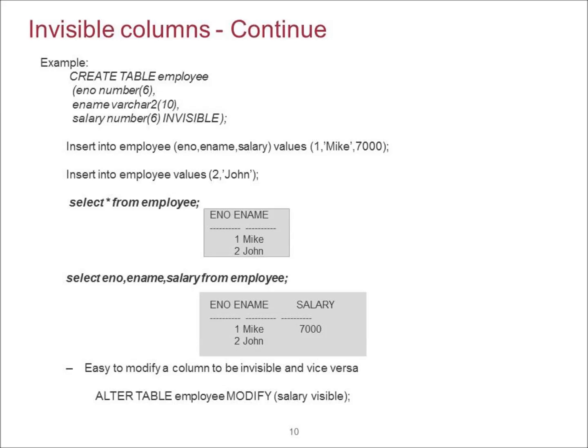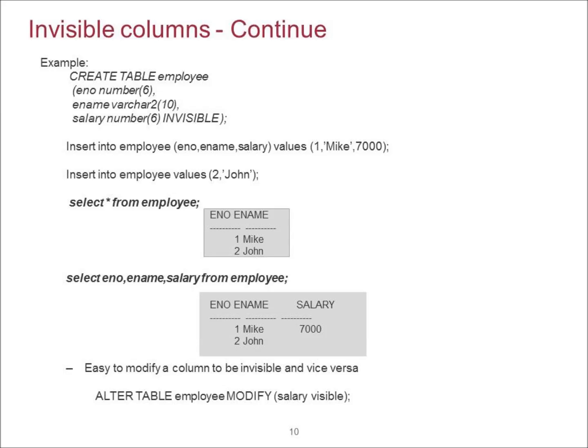Now if you need to modify a column to be invisible or vice versa, you simply use the following alter table statement: alter table employee modify salary visible, and the salary column will become visible.